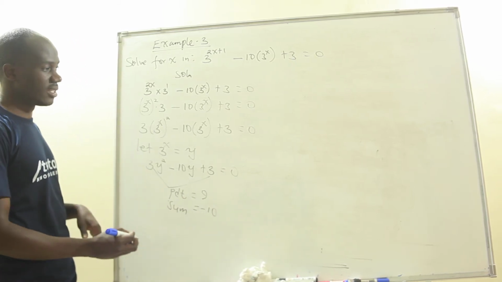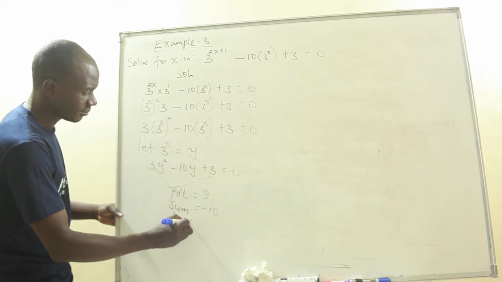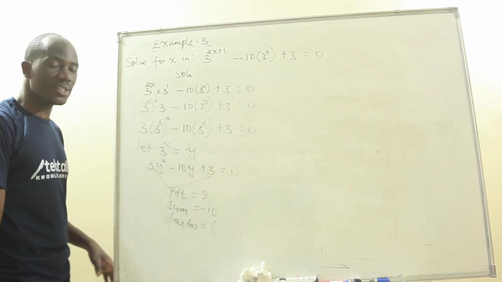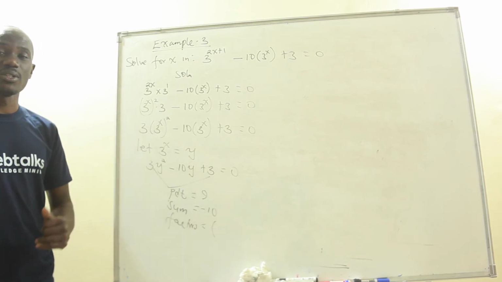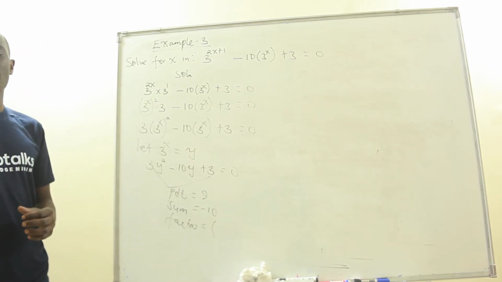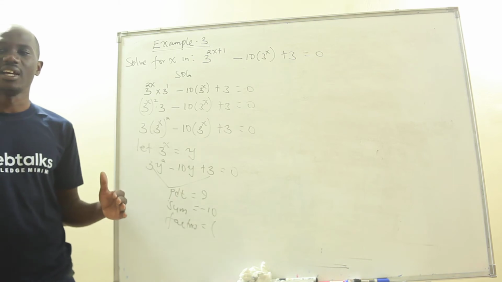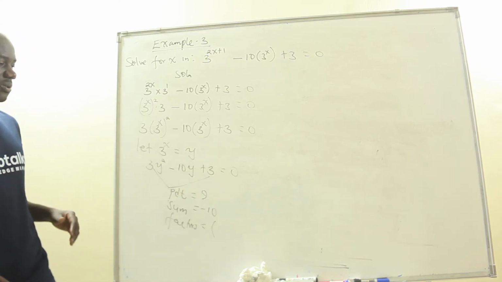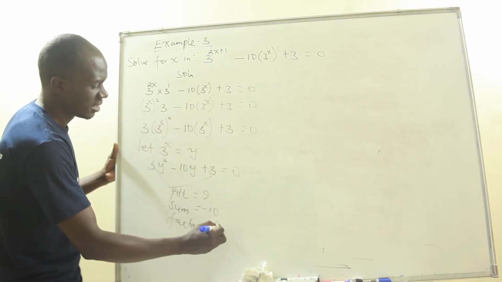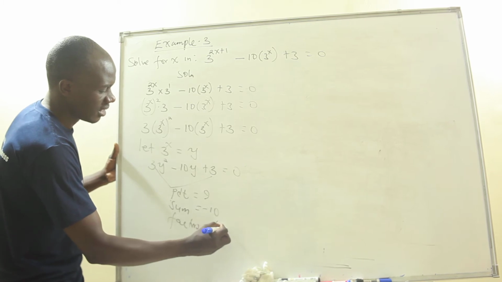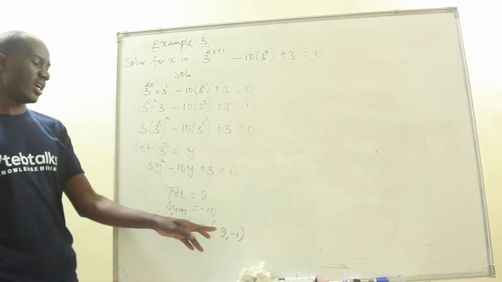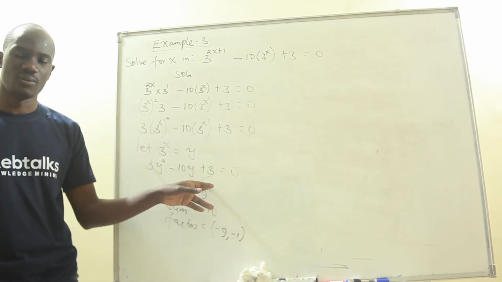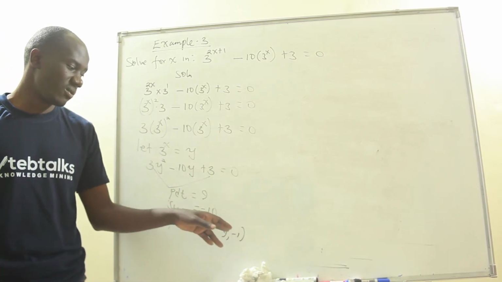Look at the factors. Think of two numbers. When you multiply them, you get a positive 9. And when you add those two numbers, you get a negative 10. What are those two numbers? We have got negative 9 and negative 1. So when you say negative 9 times negative 1, you get a positive 9. And negative 9 plus negative 1, you get negative 10.